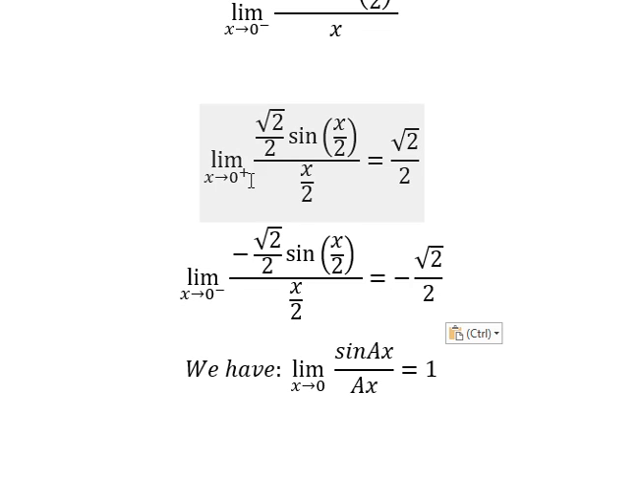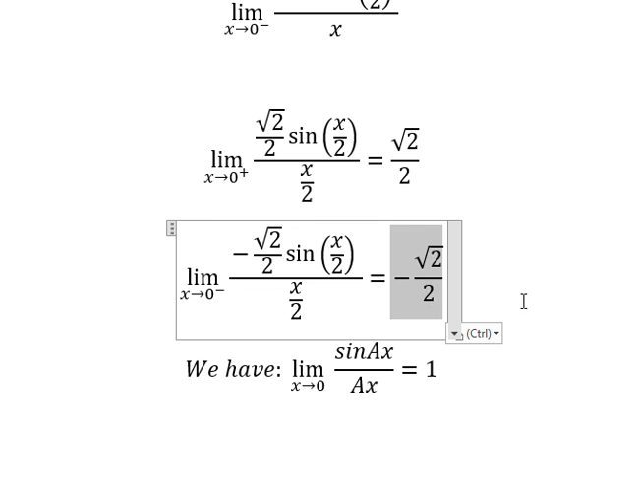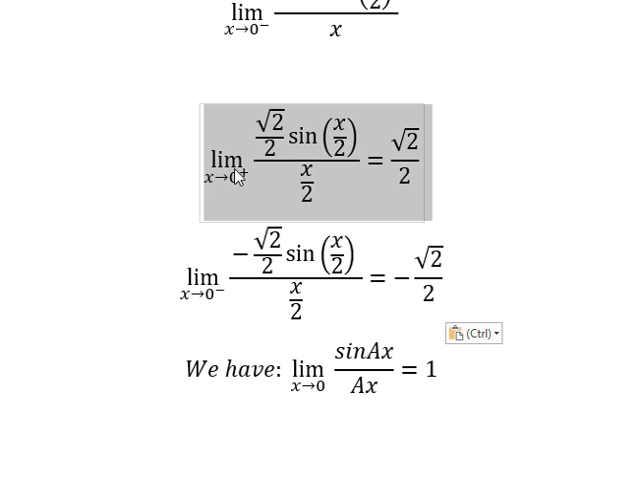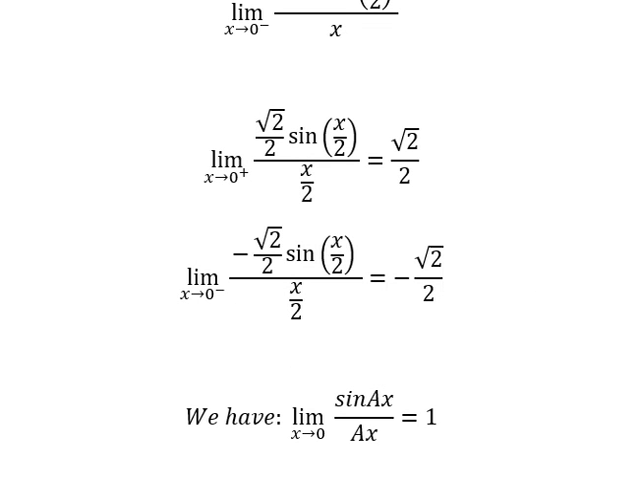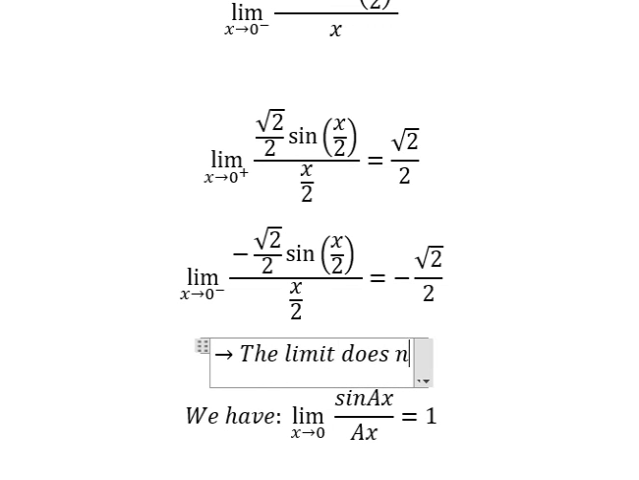So if we look carefully, the limit on the right, we have a positive number. The limit on the left, we have a negative number. So because on the left and on the right, they are not the same, we can say that the limit does not exist. This is the end.